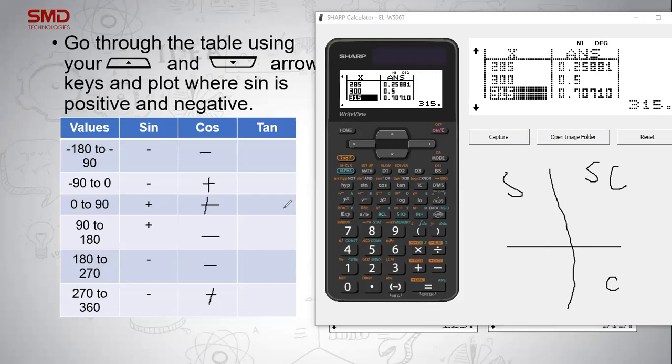Now, if we did the tan graph, we would see that it is positive here and negative in the 90 to 180, positive between 180 and 270, and negative between 270 and 360. So here we can see that all of them are positive. Only sine is positive, only tan is positive, and only cos is positive. And that is actually where the CAST diagram comes from.